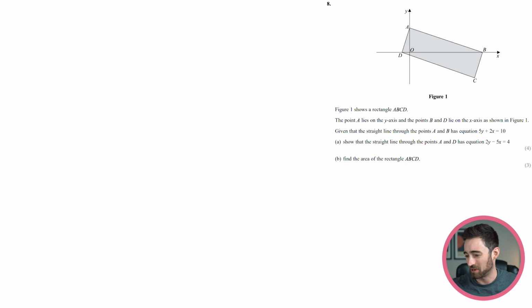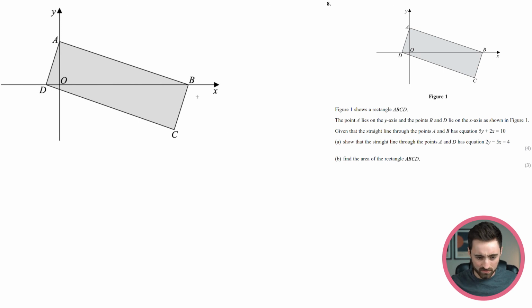Question 8, what is that? Okay, it's a rectangle. A lies on the y-axis, B and D lie on the x-axis. Okay, the straight line through the points A and B has equation that. Show that the straight line through the points A and D has equation that. Okay, let's get the diagram up. Let's get a bit of an idea about what's kicking off here. Looks like we have the equation of that, and we want the equation of that.